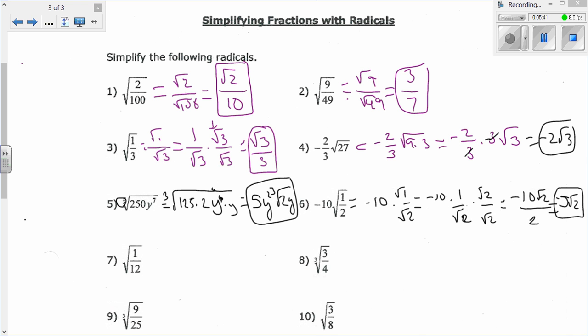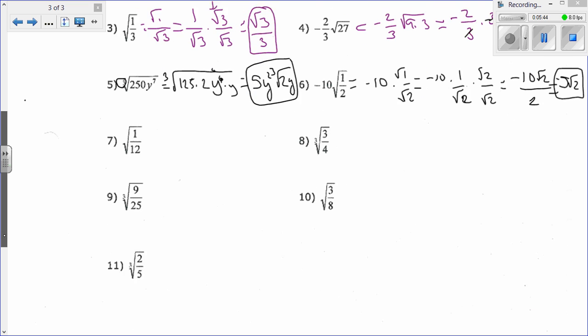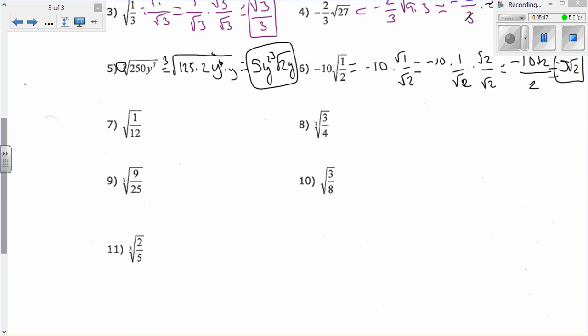For number 7, I have some choices here. I can choose to simplify the denominator first, radical 12, or I can simplify it second. So this breaks down to radical 1 over radical 12. I'm going to choose to simplify my radicals as I can. So I end up with 1 over 12 breaks down to 4 times 3. And the square root of 4 is 2 radical 3.